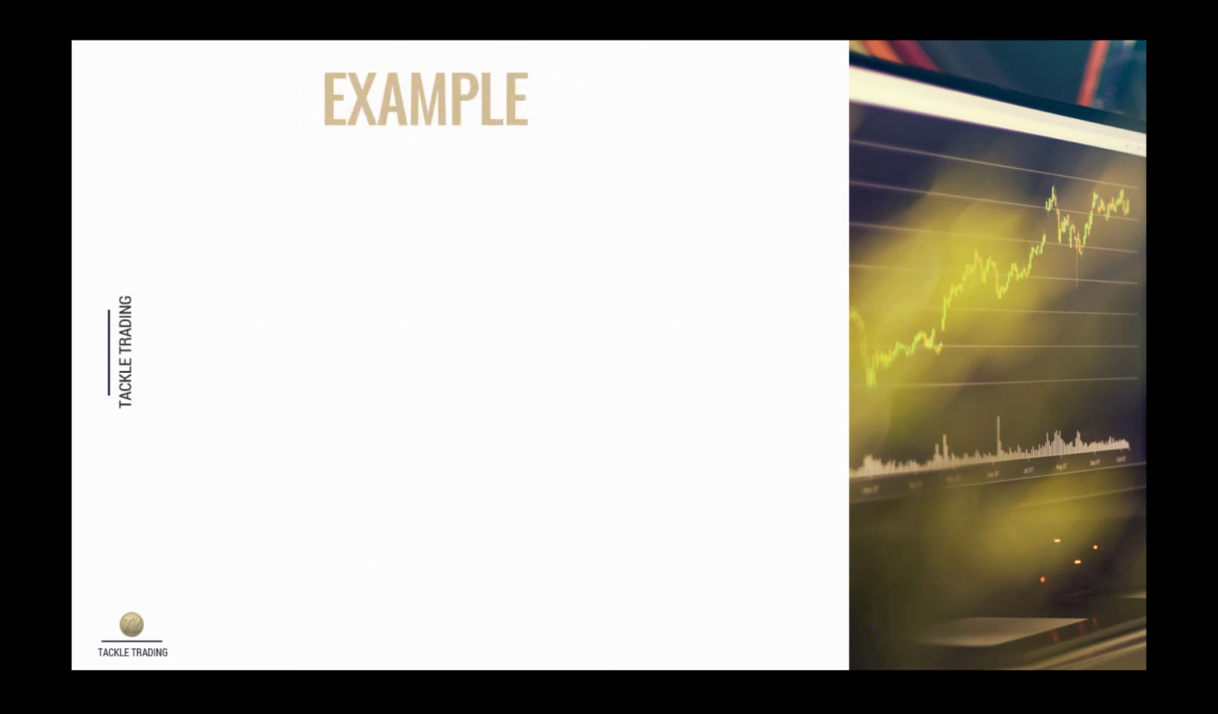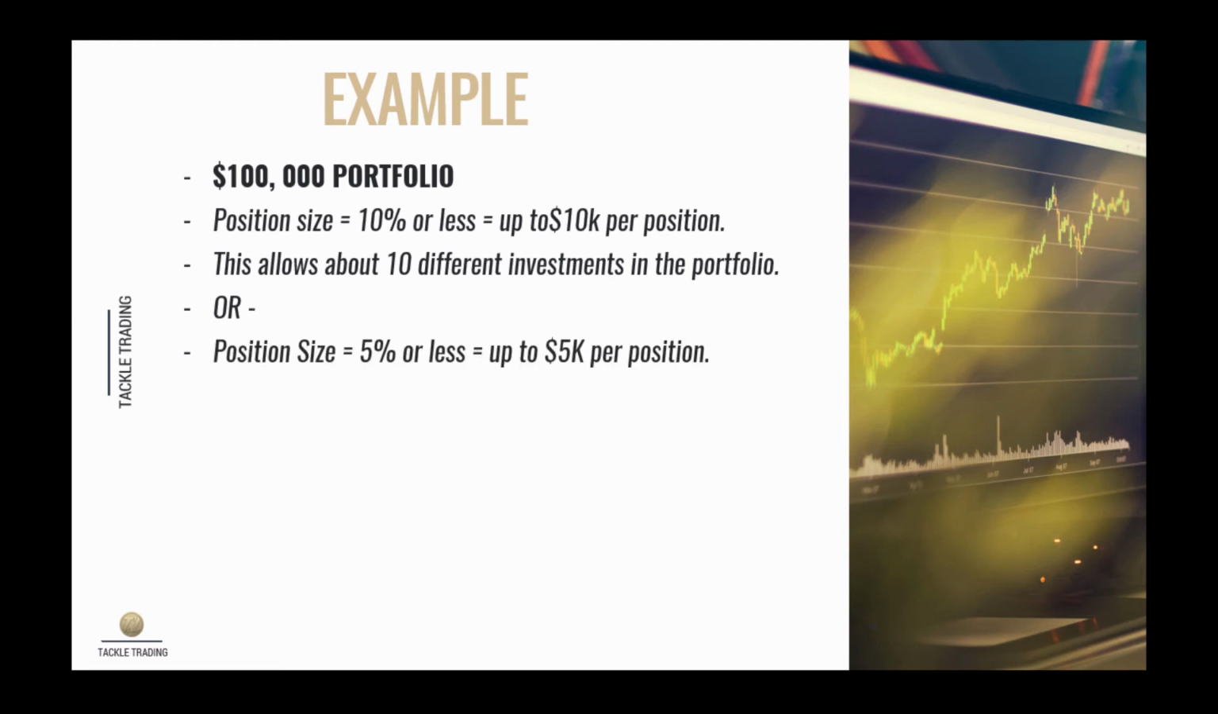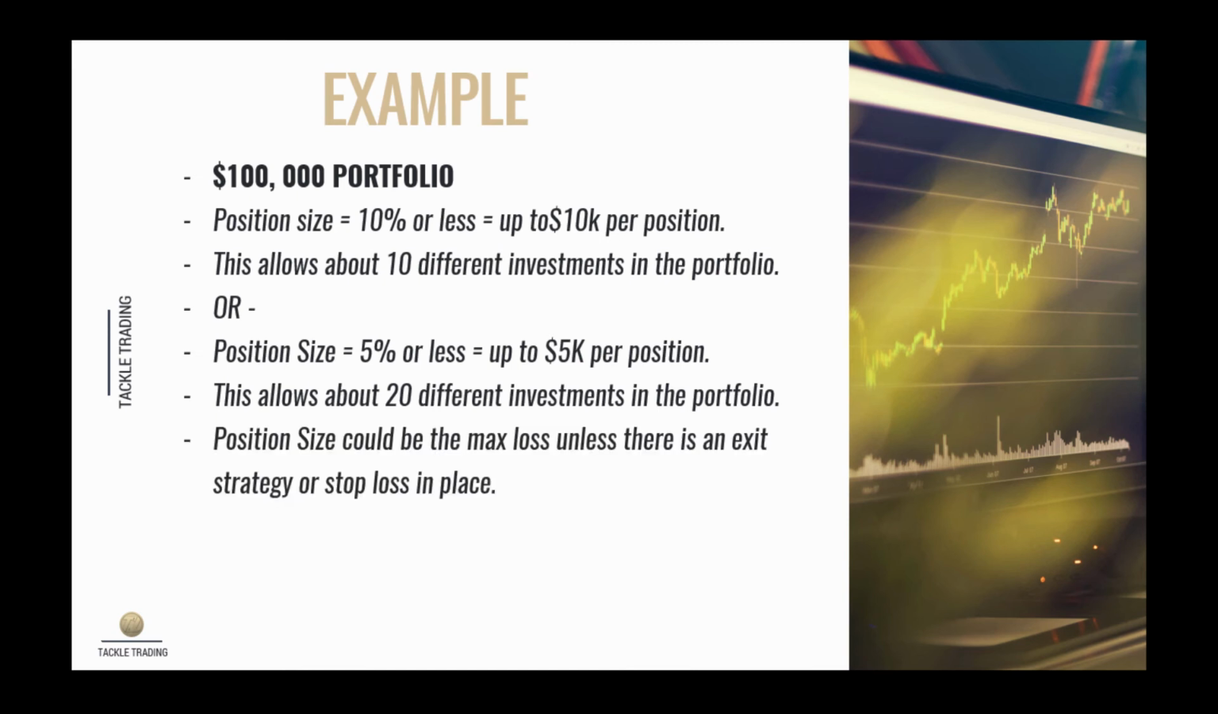An example: let's say you have a $100,000 portfolio and you're trying to determine a 10% or less position size. That means you would have up to $10,000 per position. This would allow about 10 different trades or investments in the portfolio. Or if you had half the size, let's say 5% or less, that'd be up to $5,000 per position. This would allow about 20 different investments in the portfolio. So half the size, but twice as many positions. Position size could be the max loss unless there's an exit strategy or stop loss in place.